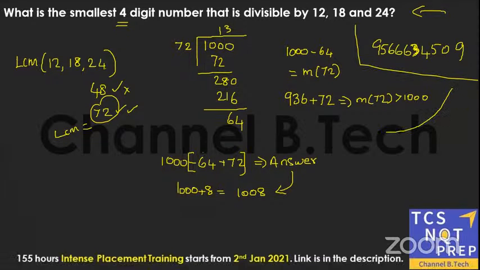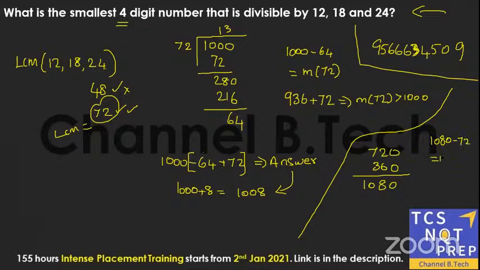What is the other way in which we can do it? We know 72 is the LCM, which means 720 is a multiple of 72, right? Half of 720 is what? 360. When you add these two, you get 1080. Okay, you get a value greater than 1000. Still, when you subtract 72 from 1080, you will get 1008. It is still greater than 1000. So this will be your answer.